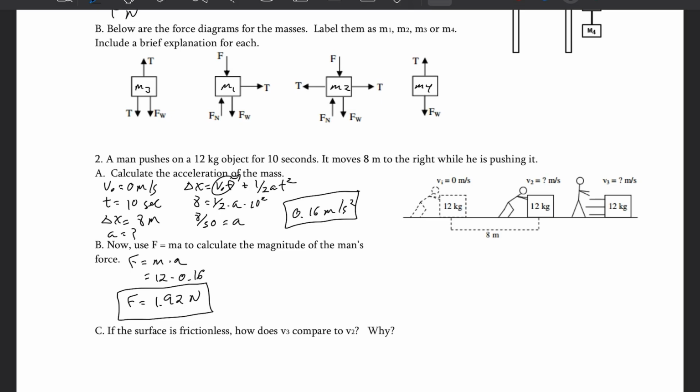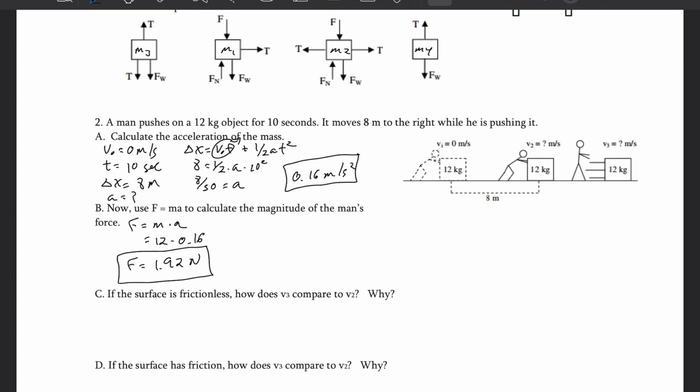If the surface is frictionless, how does V3 compare to V2? So once he lets go of it, the net force horizontally is 0. There's nothing acting on either side, so the velocity will be maintained. V2 is equal to V3. When you're looking at the forces parallel to the direction of motion, if the forces are balanced, we have constant velocity. There's no reason it would speed up or slow down.